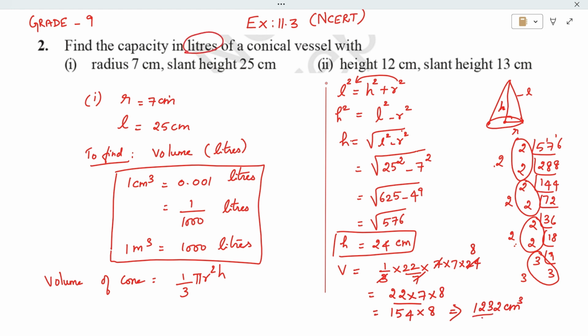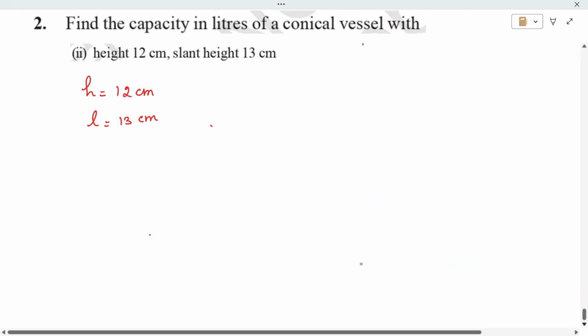So my question is I have to convert the capacity in liters, isn't it? So I have to divide by 1000 to convert centimeter cube to liters, which will give me 1.232 liters. This is your answer.